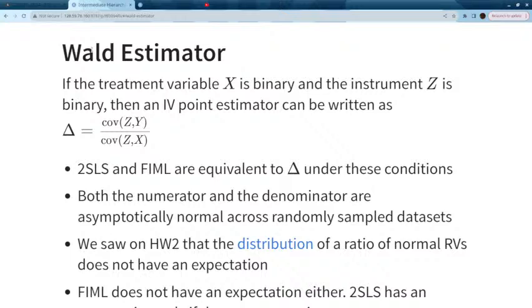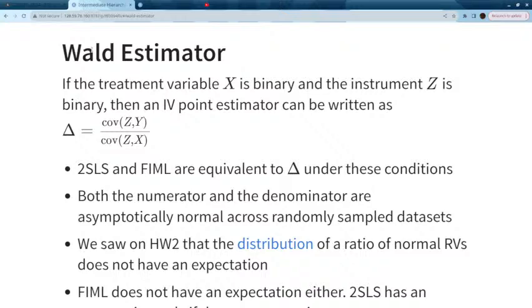But some of you have had classes on this, so this is just a quick review, and hopefully it is simple enough that even if you hadn't had a class on this previously, you can follow along. So this is a simpler case than the reading, but let's say we have a treatment variable x that's binary, an instrument z that is also binary, and an outcome y that's continuous. Then the instrumental variable's point estimator can be written as the ratio of the covariance between z and y divided by the covariance between z and x.